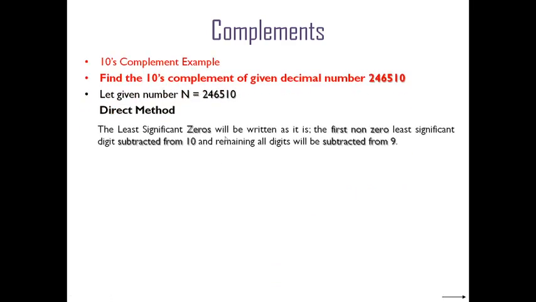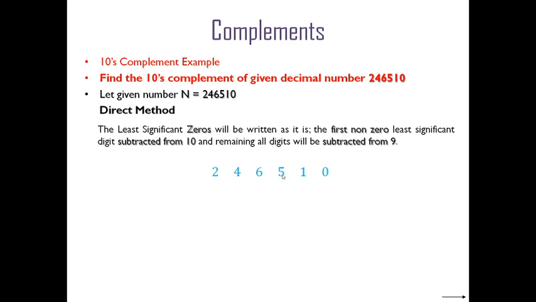First, the least significant zeros will be written as they are, and the second step is that the first non-zero least significant digit will be subtracted from 10, and all remaining digits will be subtracted from 9. So first I wrote the given number. This is the given number, and the first zero will be written as it is, and the second step is that the first non-zero least significant digit will be subtracted from 10. That means this 1 will be subtracted from 10, and we will get 9 here, and later the remaining bits will be subtracted from 9.